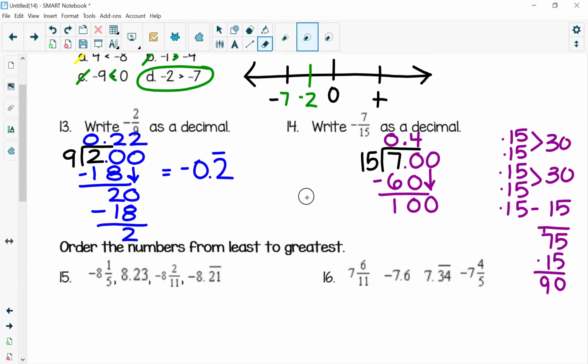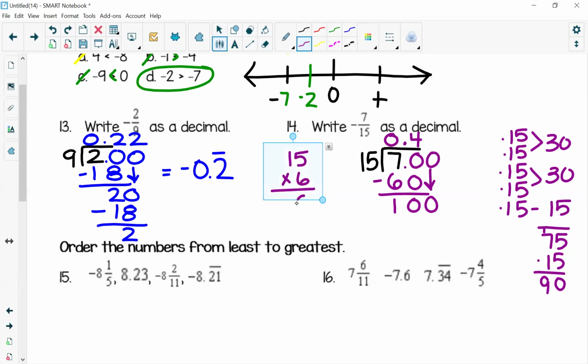I'm like, wait a minute. Why am I off? Check myself. 15 times 6 would be 30. Carry the 3. There we go. 90. That's what I want. So I'm going to go 6 here. 6 times 15 is 90. We're going to subtract 0, 1, bring down the 0. So now I have 100 again.